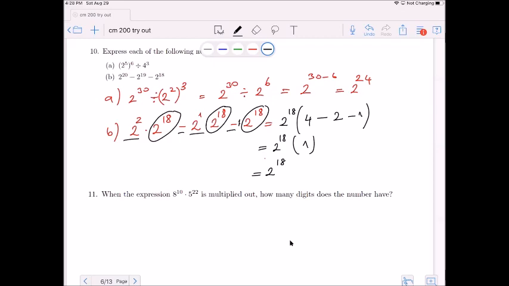Okay, the next one. When the expression is multiplied out, how many digits does this number have? 8 times 2 to the power of 10 times 5 to the power of 22. Let's see what will happen. 2 to the power of 30 times 5 to the power of 22.